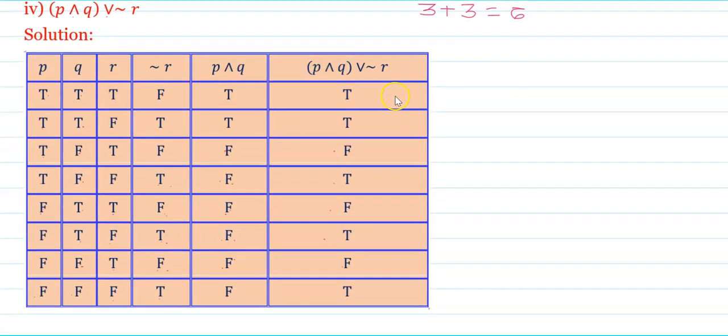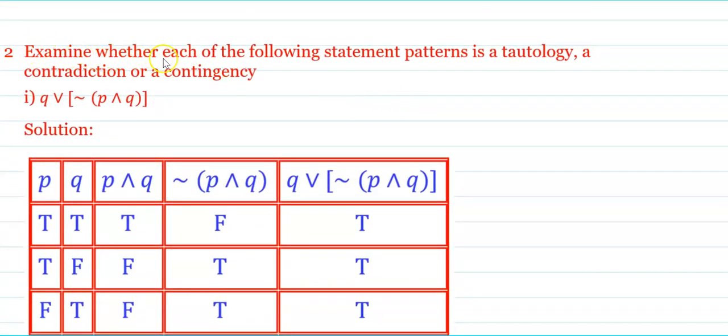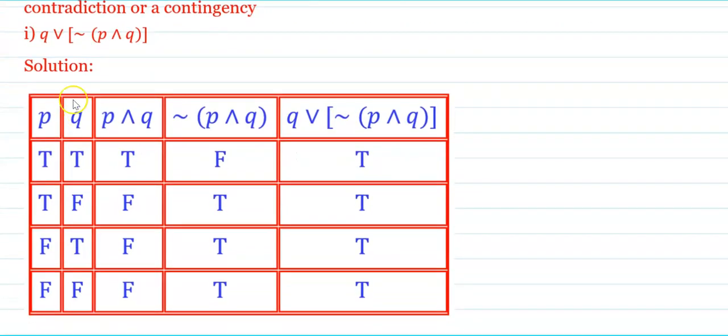Okay. Now the next question. Examine whether each of the following statement patterns is a tautology, contradiction or contingency. First statement pattern: Q or negation of P and Q. Now how many statements are there? 2 statements. How many connectives? 1, 2, 3. 3 connectives, and 2 plus 3 equals 5. Now 5 columns are needed, 1, 2, 3, 4, 5. And 4 rows.